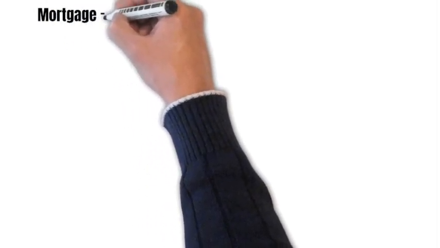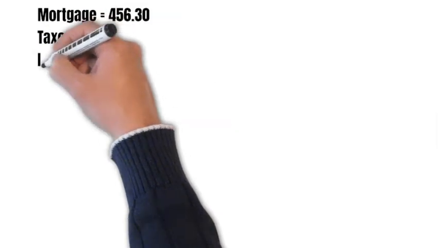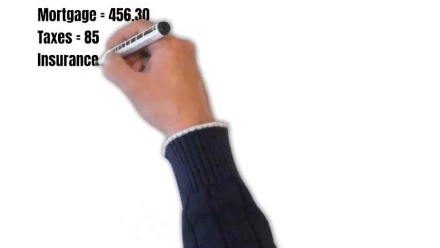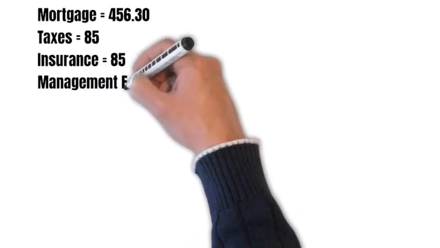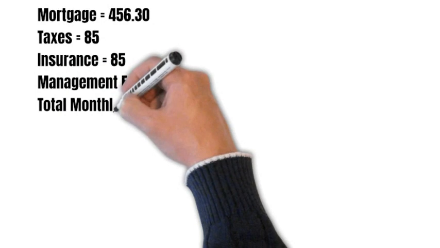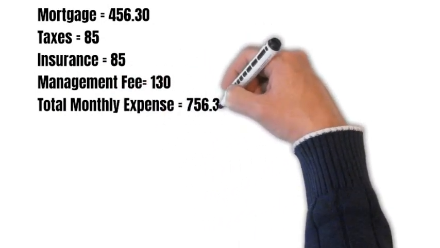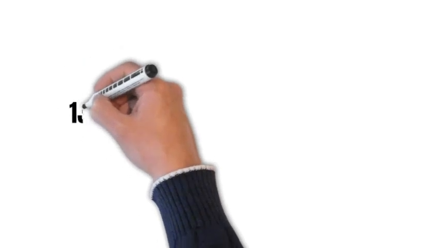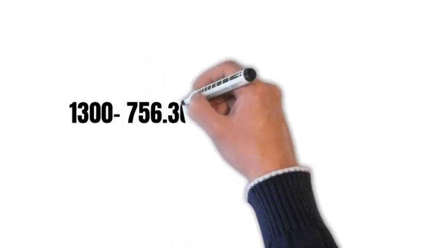Now let's add up the total holding costs for this property on a monthly basis. First, we have a mortgage of $456.30. We have $85 in taxes, $85 in insurance, and $130 in property management fees. This equals $756.30 in holding cost.